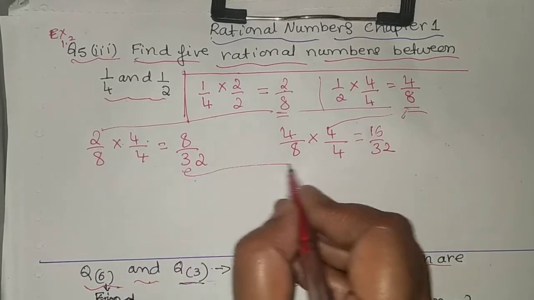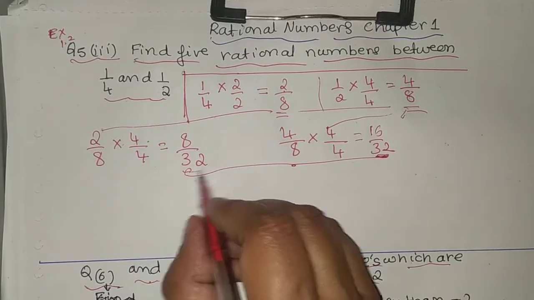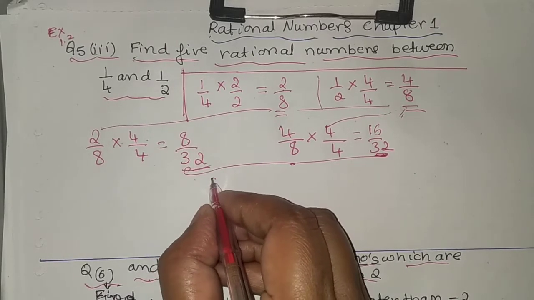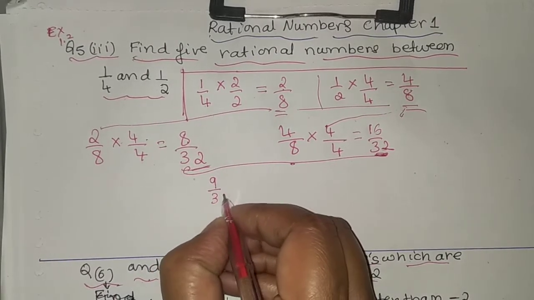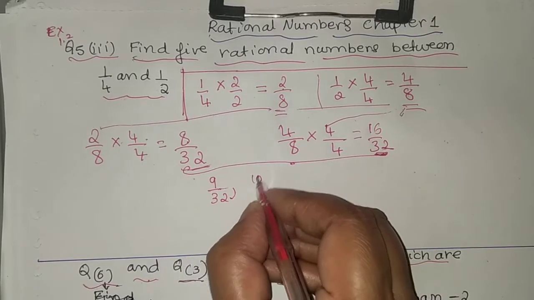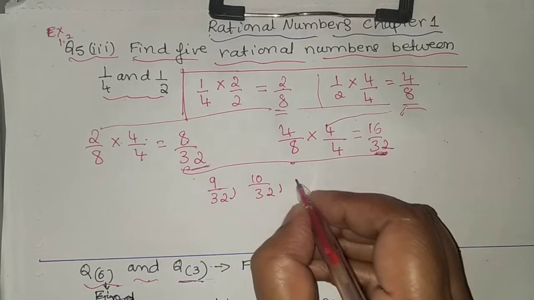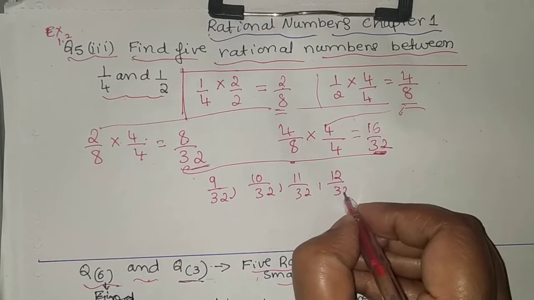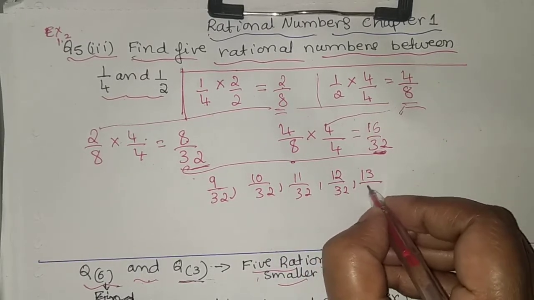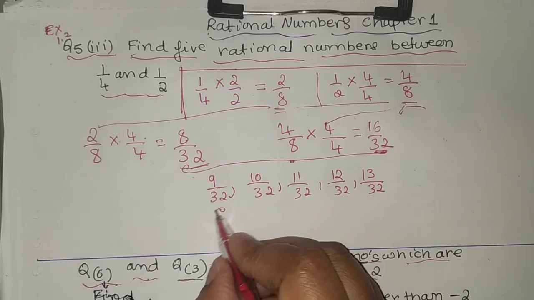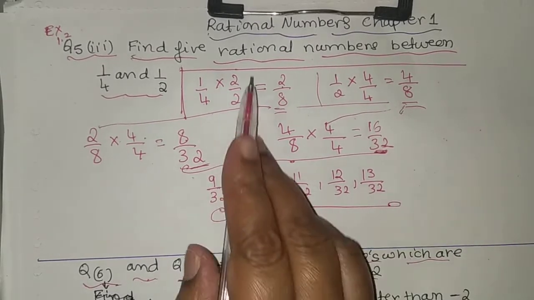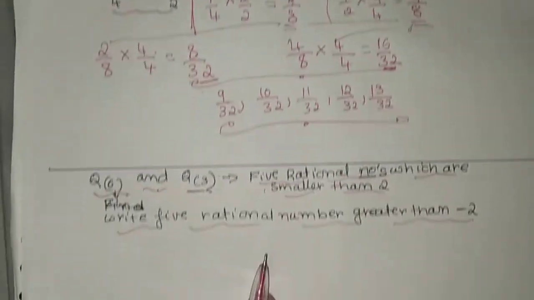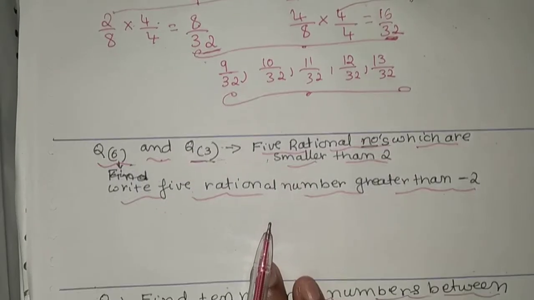We find how many numbers are between these two. 8 is the start, so the next number is 9 by 32. Next number 10 by 32, 11 by 32, 12 by 32, 13 by 32. This is the last number. These are the 5 rational numbers between 1 by 4 and 1 by 2. So this is the solution for the third question.